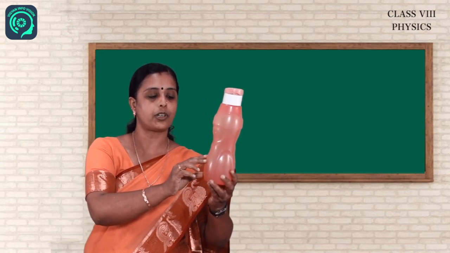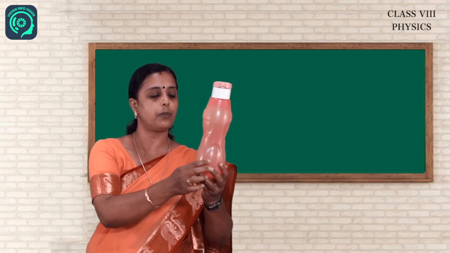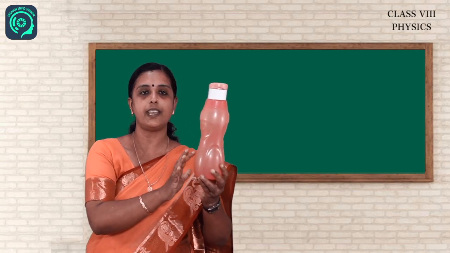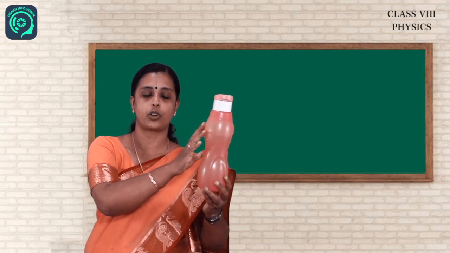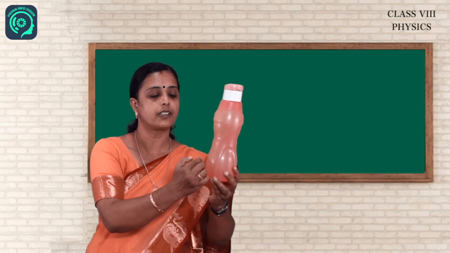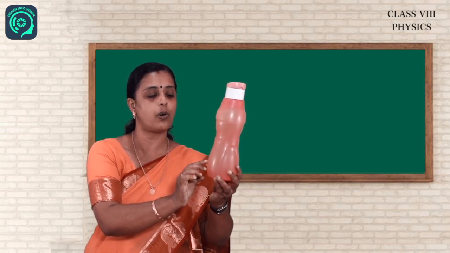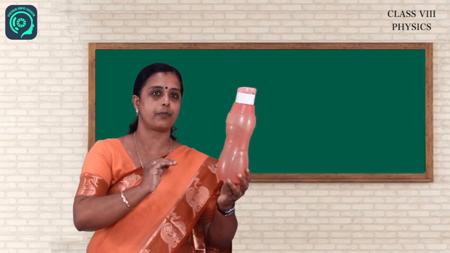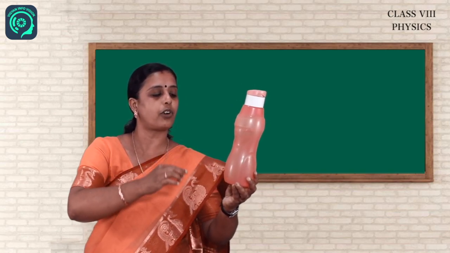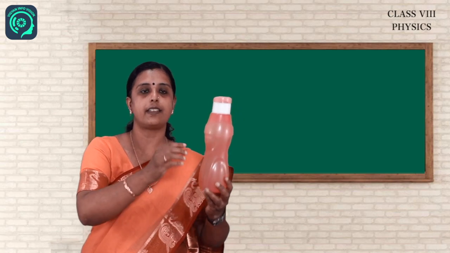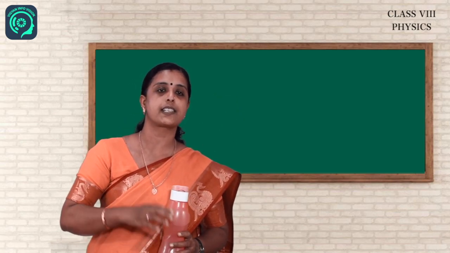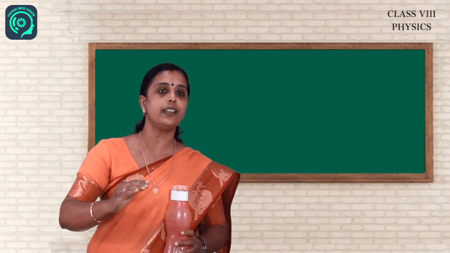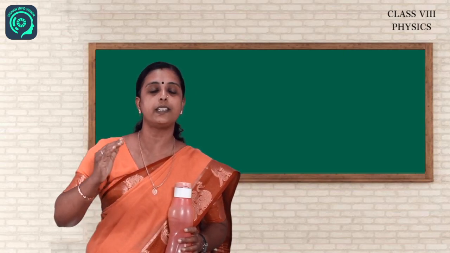First we are taking a bottle, then we are making holes at equal distances from the bottom, and then we are covering them with tape and filling the bottle with water. When we remove the tape, the water from these holes falls at equal distances. This shows liquid exerts equal pressure at equal depth. And one more thing, children, liquid pressure increases with depth.